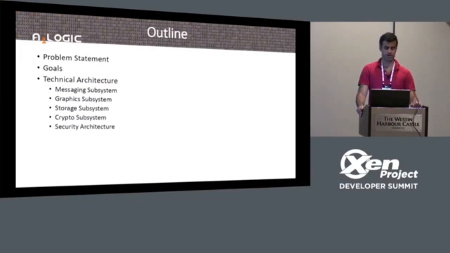So an outline of what I'm going to talk about. First, I'll talk about what the problem was that we are trying to solve and the goals in our implementation's design, followed by a technical overview of the different subsystems in the implementation.